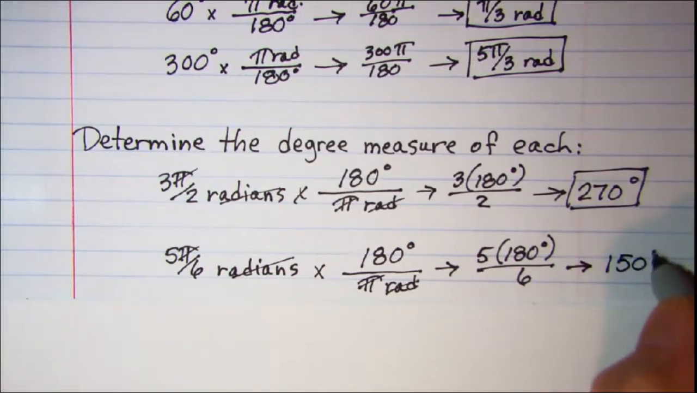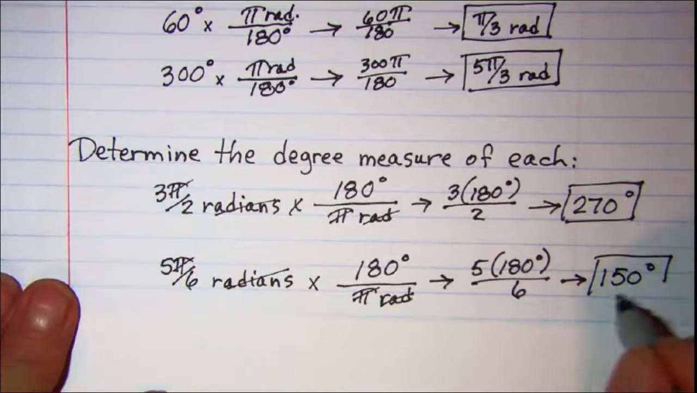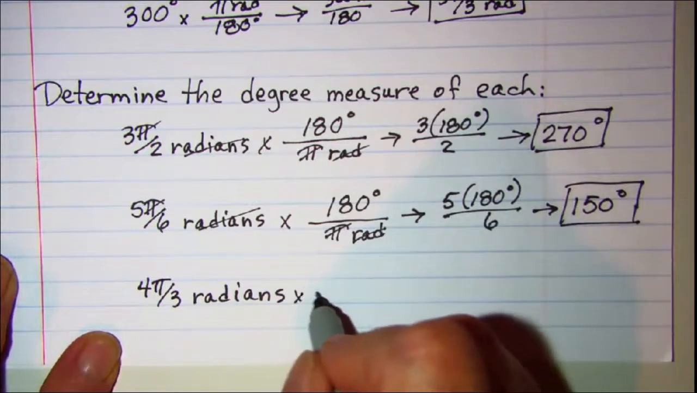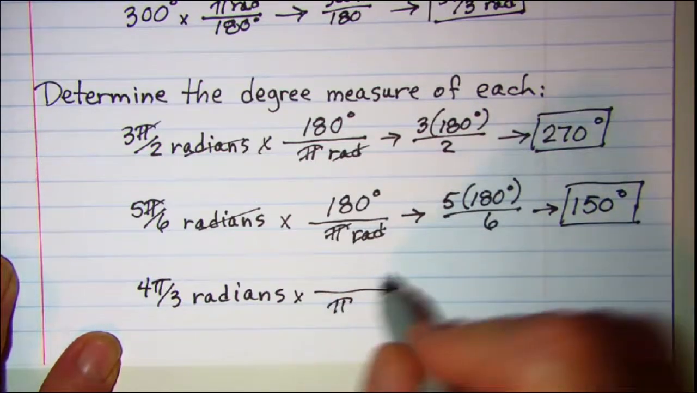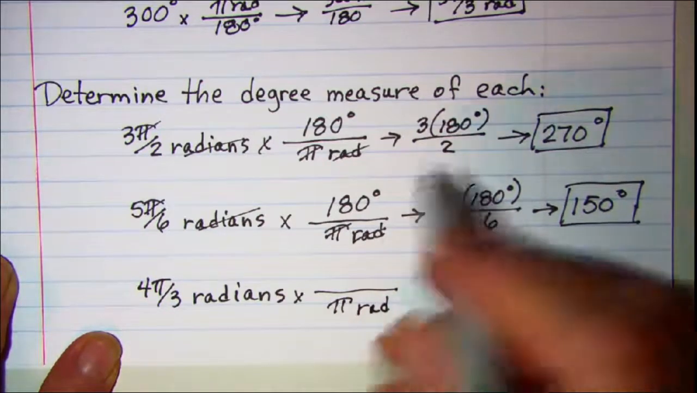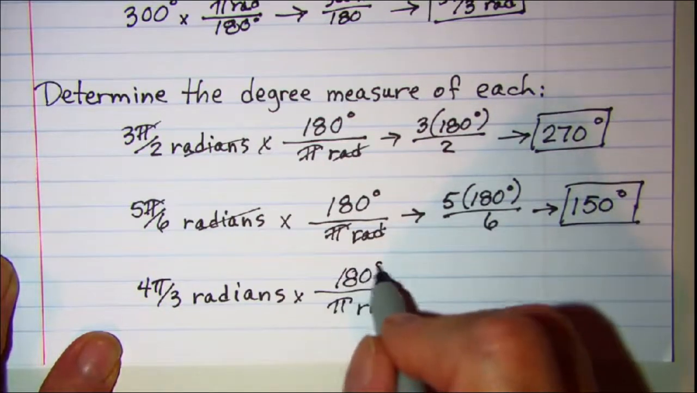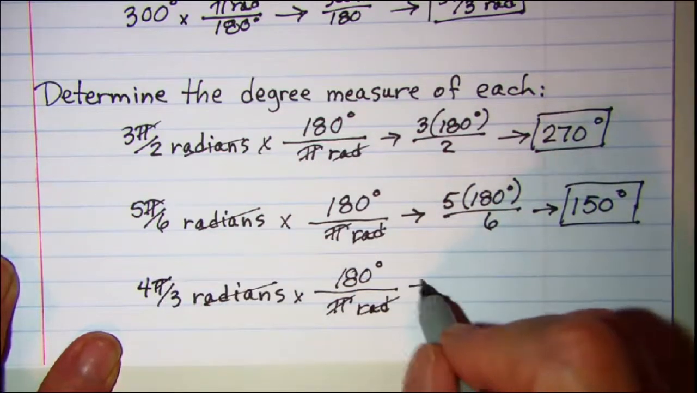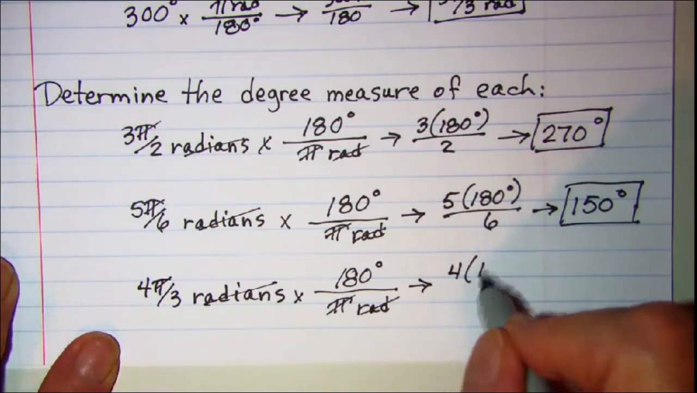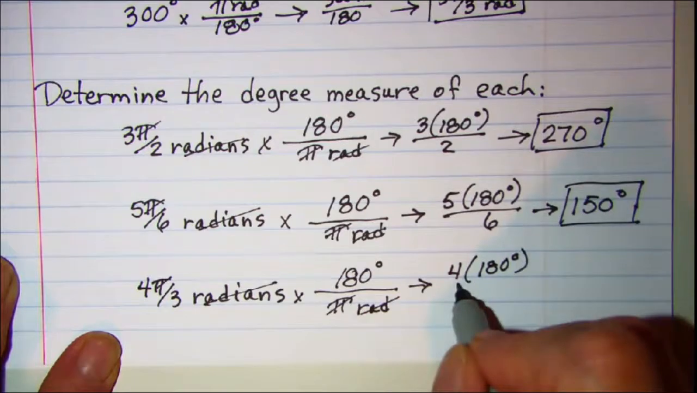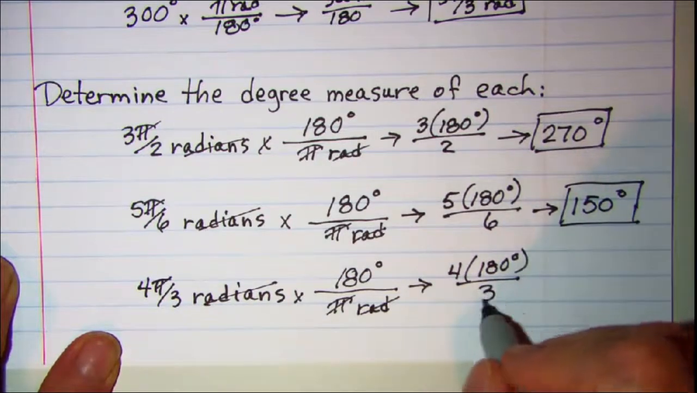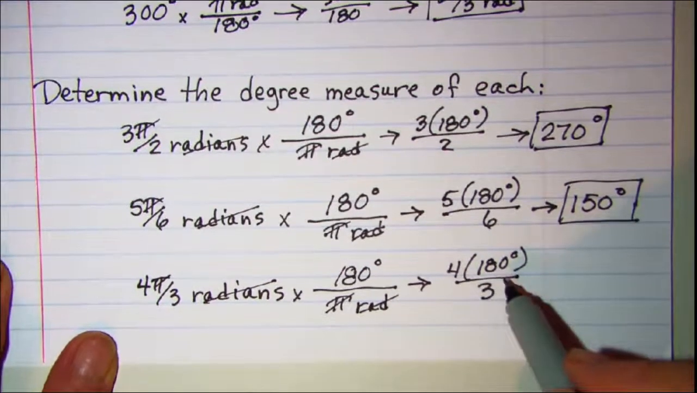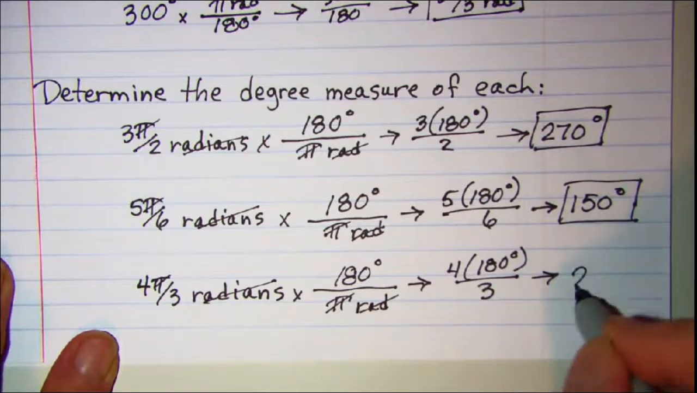And one more. Again, we want to cancel off radians. So we're going to multiply by the unit multiplier that has radians in the denominator, 180 degrees in the numerator. These cancel, and the pi's cancel. And I have 4 times 180 degrees divided by 3. 3 divides 180 60 times, and then 4 times 60 is 240 degrees.